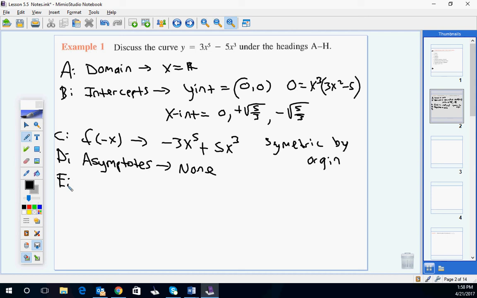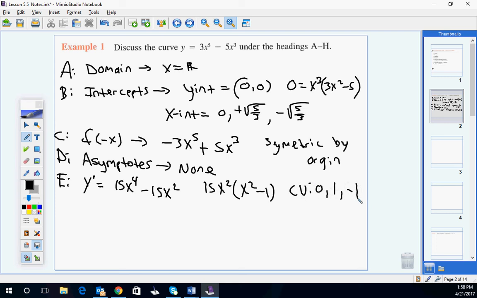E, intervals of increasing and decreasing. So I need my y prime, 15x to the 4th minus 15x squared. It's convenient. So I've got to get my critical values. Okay, so my critical values are 0, 1, and -1.